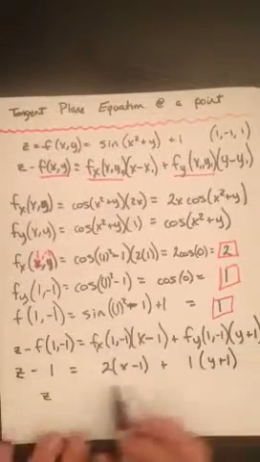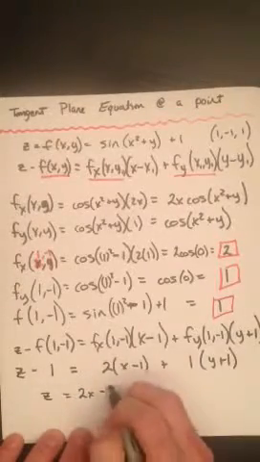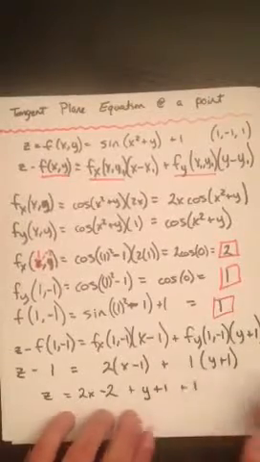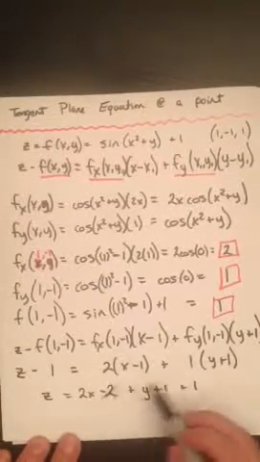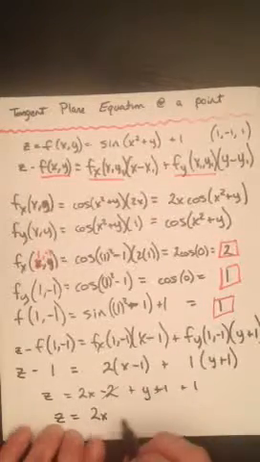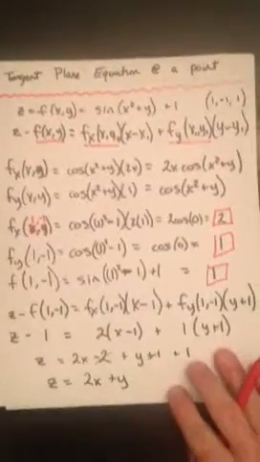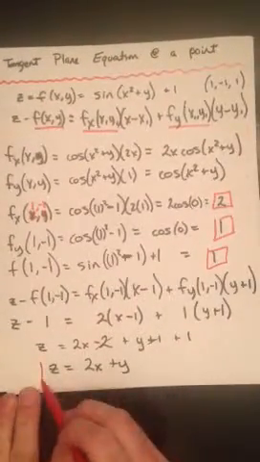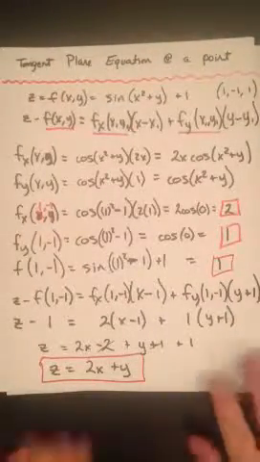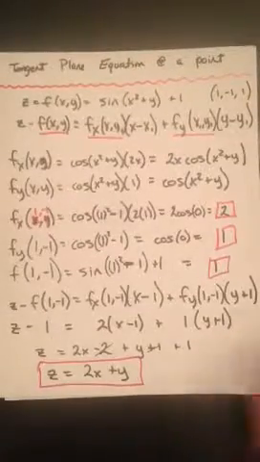Moving the 1 over and distributing out all in one step: 2x minus 2 plus y plus 1 plus 1. These are going to cancel out for us. So we're going to get z is equal to 2x plus y. And that, pretty straightforward. Sliding it up a little bit, we have found our tangent plane equation given just the function and a point. We'll load this up into the app and we'll see what happens.